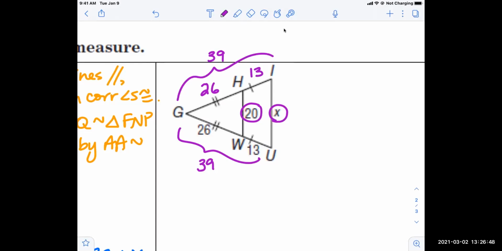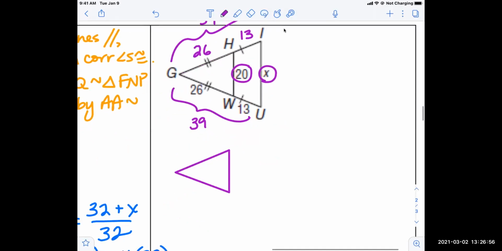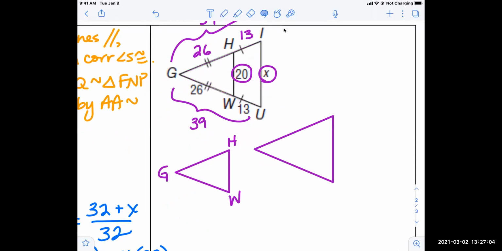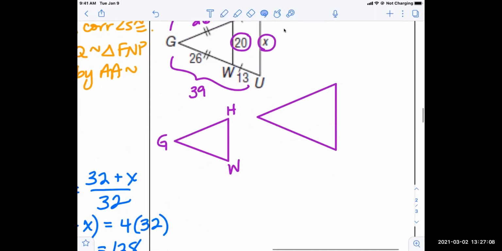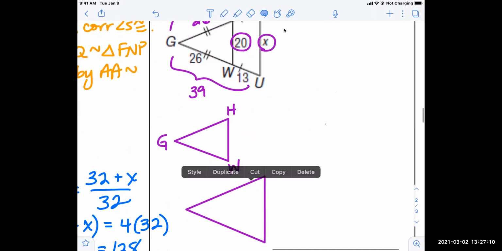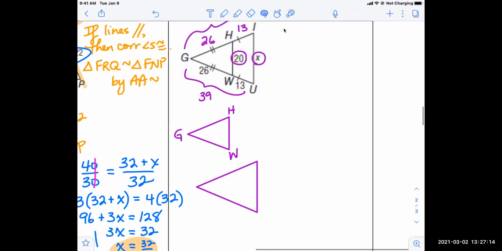Okay, so we're trying to compare the triangles. So if I do the same thing that I did before, I'm going to grab this and move it over here, and that's GHW. Then I'm going to do this and move it over here. You're looking at a triangle and a trapezoid-ish looking thing. You're looking at a triangle and a quadrilateral if you talk about HW being shared, right? This is GIU.